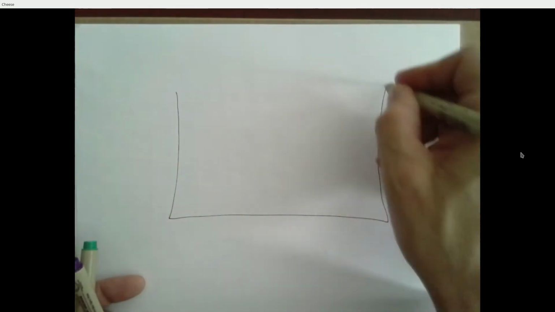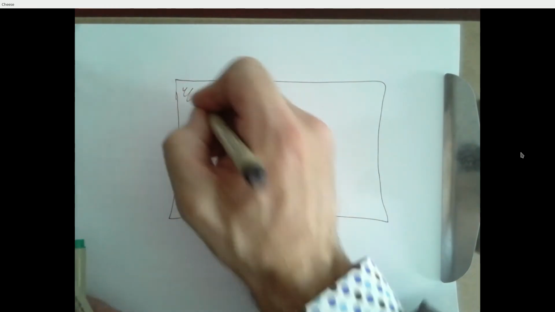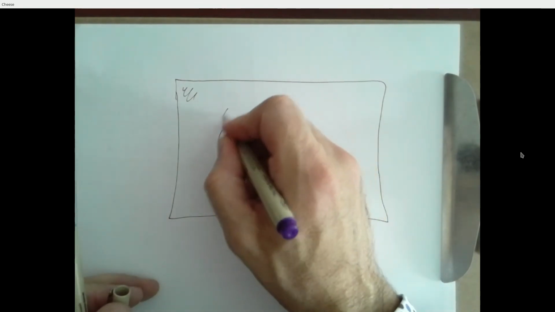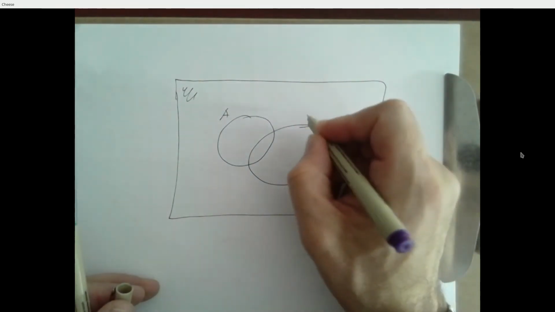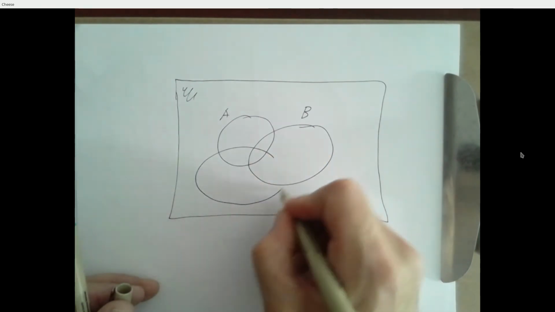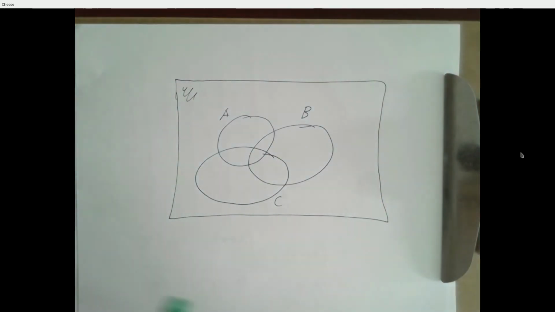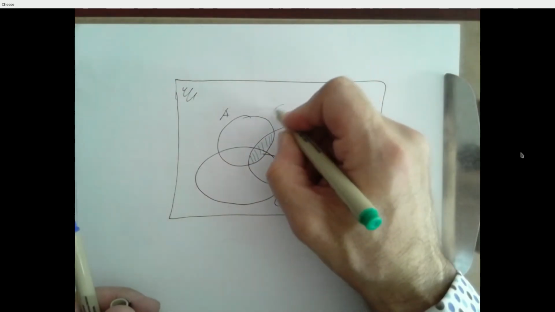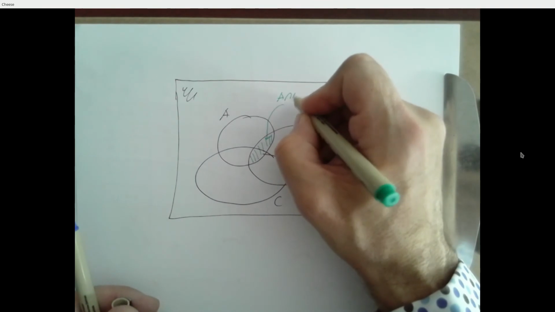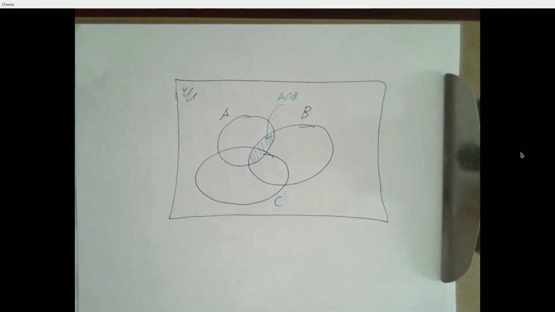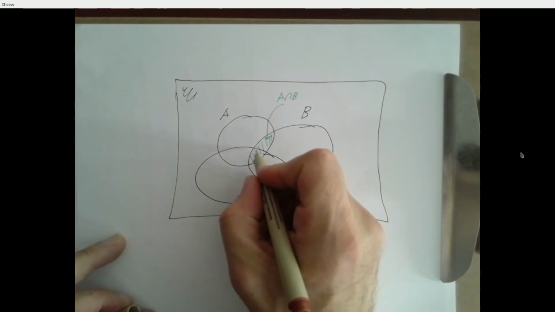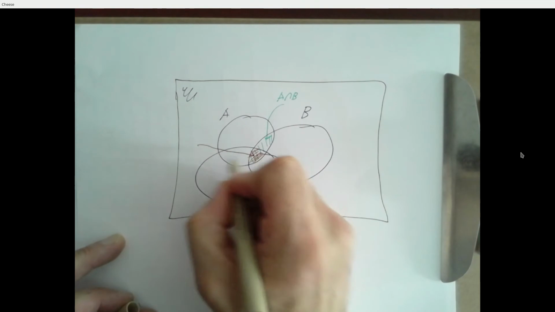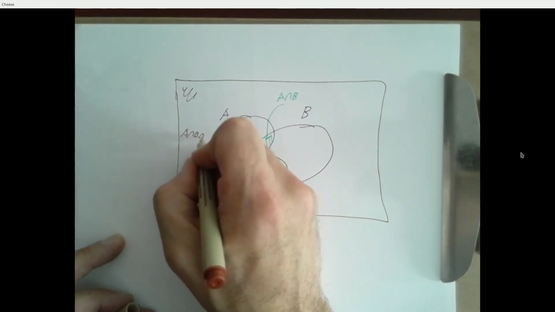So here's the universe. And here's a set A. And here's a set B. And here's a set C. And if we look at this part where A and B overlap, right, so that's the intersection of A and B. And if we look at this place where all three overlap, that's like A intersect B intersect C.